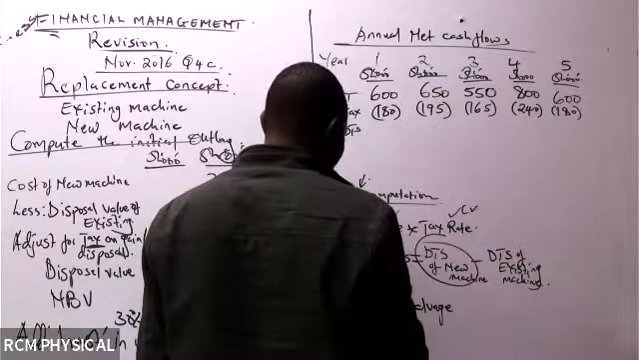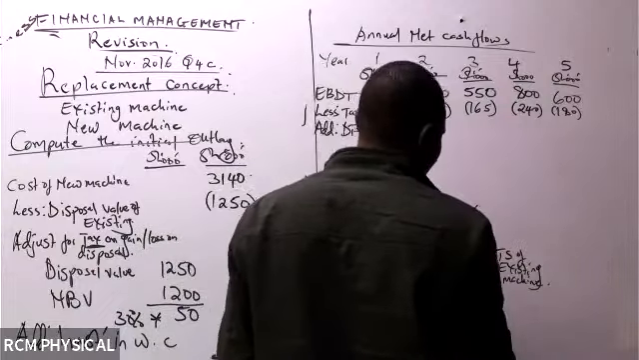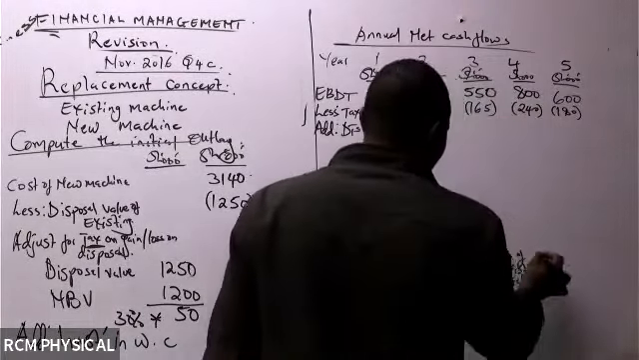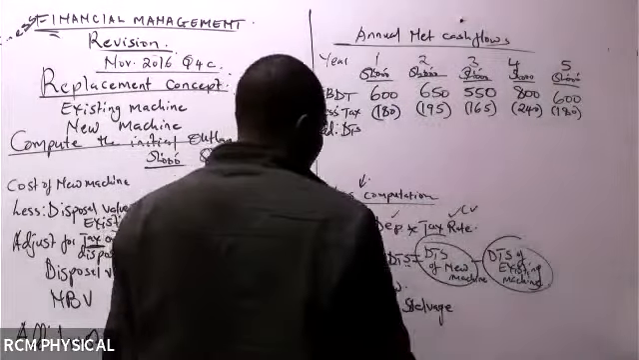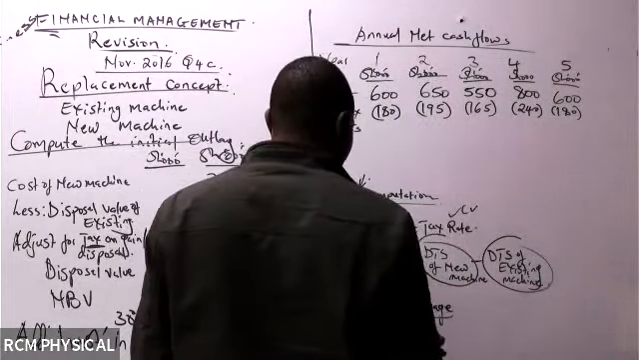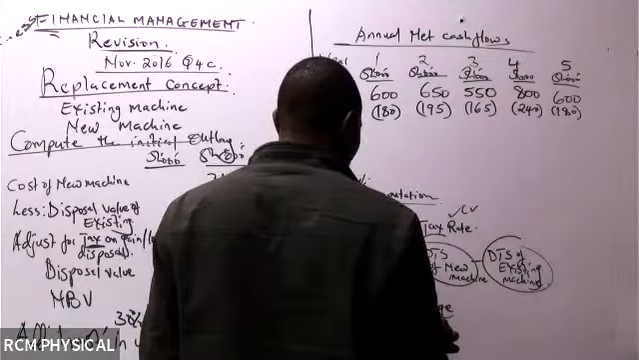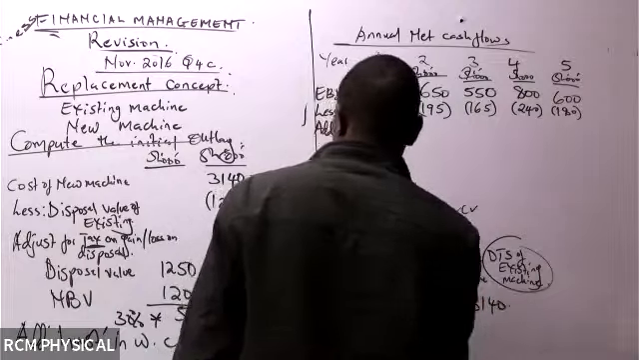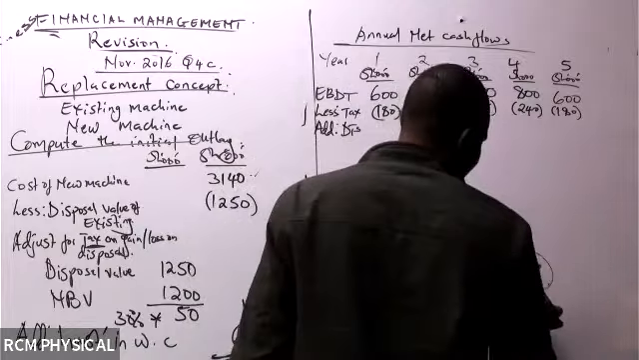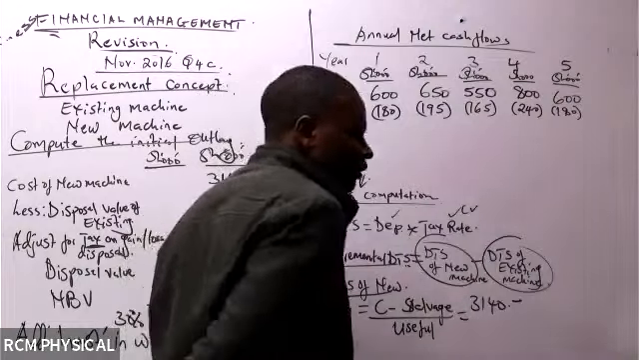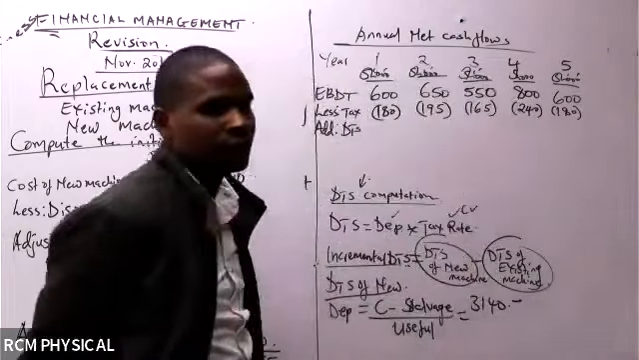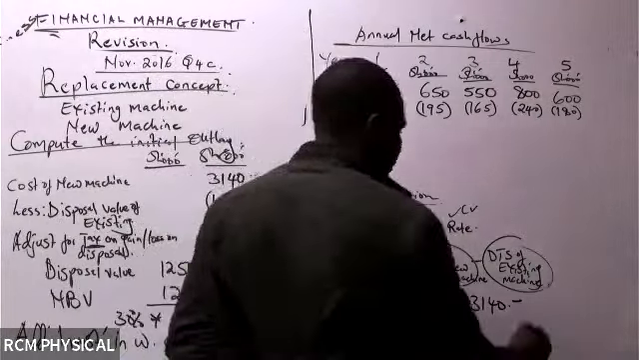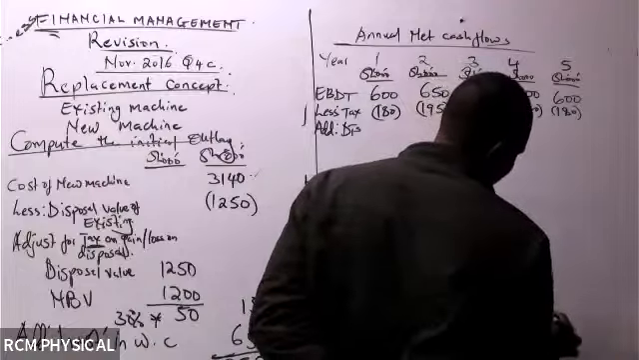I know that to get the incremental BTS, I need the BTS of the new machine minus the BTS of the existing machine. To get the depreciation, it is the cost minus the salvage over the useful life. The cost of the new machine is 3140, less salvage. What is the salvage value of the new machine? It is given by the examiner, 1,000, over 5.